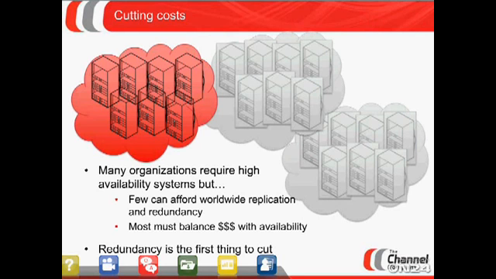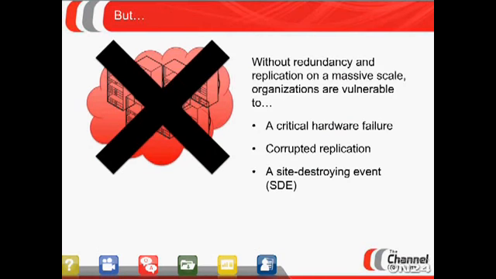So looking at the next slide, of course, if you start eliminating that redundancy, then you don't have the replication on that really massive scale that you need. A critical hardware failure, your load balancer goes down, a site controller goes down, replication gets corrupted, or a site-destroying event wipes out your site. Now all of a sudden, you're not just down, but you're really down. As Jonas said earlier, you go from high availability very quickly to no availability.